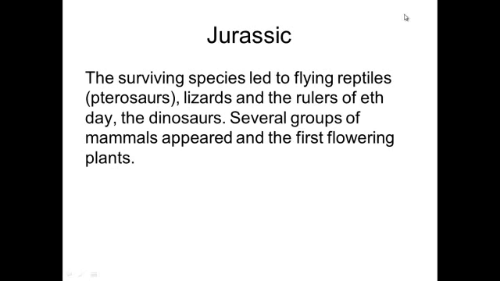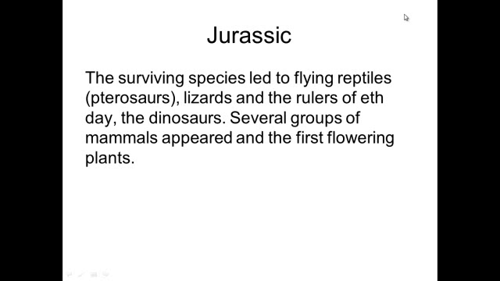Wow, we just have mass extinction after mass extinction. However, we get into the Jurassic period. Some of the reptiles did survive. 35% of the organisms are going to survive. Some of the lizards survived, and eventually those became the dinosaurs.